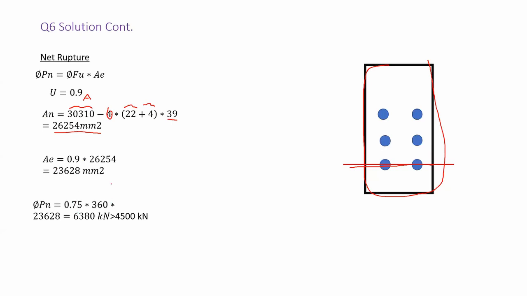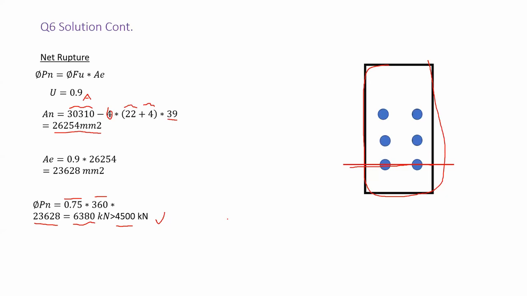Now finally, we check for the capacity of the member. Now in here, I have the reduction factor for the net rupture, 0.75 according to LRFD, multiplied by the capacity of the steel and rupture, and lastly multiplied by the effective area. So from here, we obtain the capacity of this member to be equal to 6,380 kilonewtons. Again, it's bigger than 4,500. That's good. So we're now satisfying 2 conditions, the gross yield, and we're satisfying the net rupture.